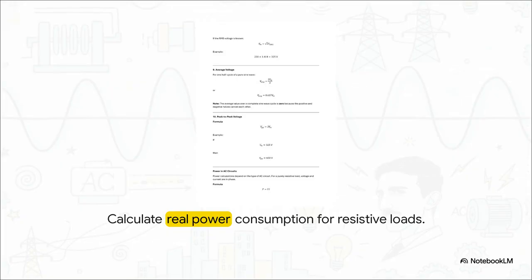And why do we care so much about these RMS values? Because they allow us to calculate power. For a purely resistive load, like a simple electric space heater, we can just use the formula P equals V times I. We multiply that RMS voltage by the RMS current to find out exactly how much real power in watts our appliances are consuming. If a heater draws 5 amps on a 230 volt supply, it is consuming 1150 watts of power to keep you warm. Simple as that.